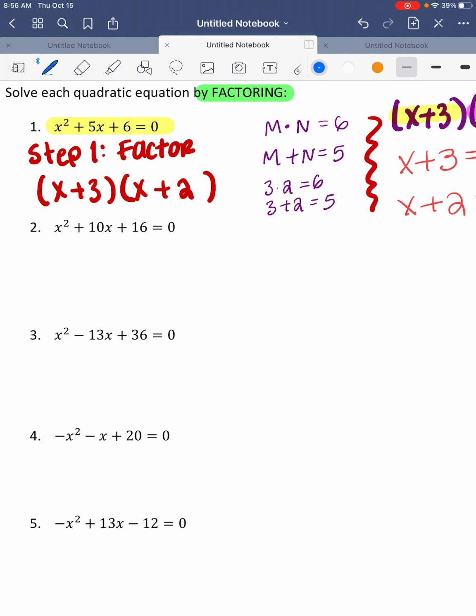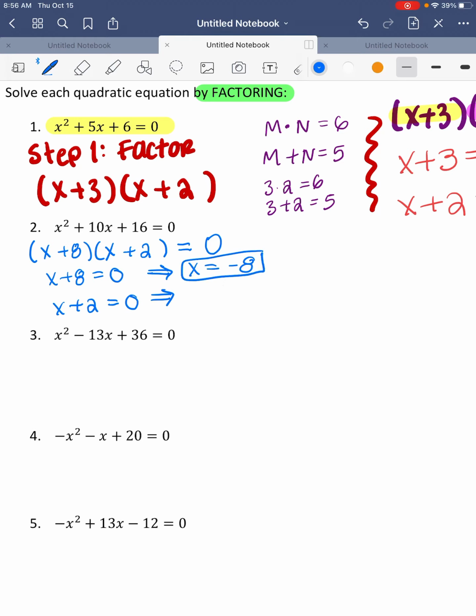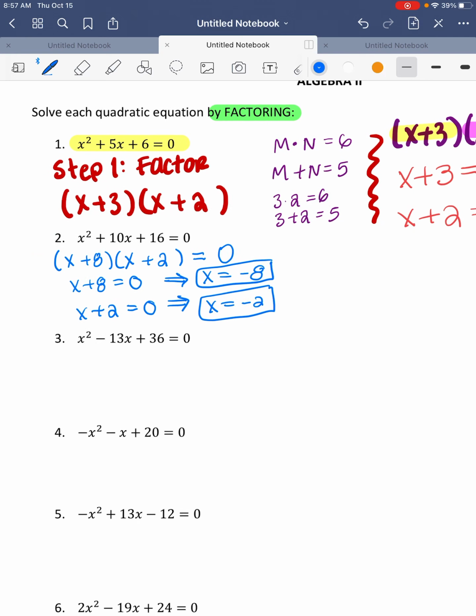Question number 2, same thing. First of all, we need to factor into x and x. Two numbers that give you 16 and 10 are 8 and 2. 8 times 2 is 16, 8 plus 2 is 10. Equal it to 0. From here, set each piece equal to 0 and then solve for x. For the first one, you subtract 8, so we get an answer. For the second one, we subtract 2, so we get an answer. Done. I'm going to try to do a different one.